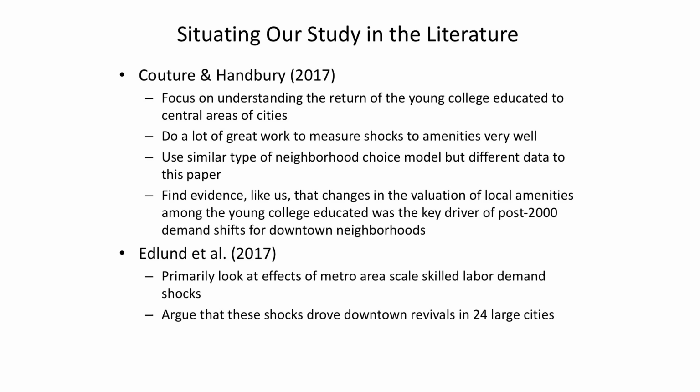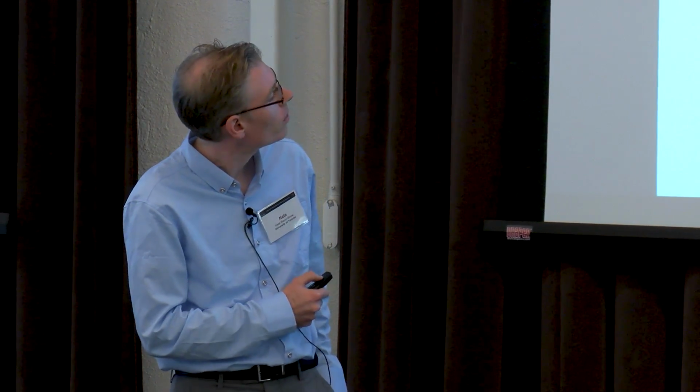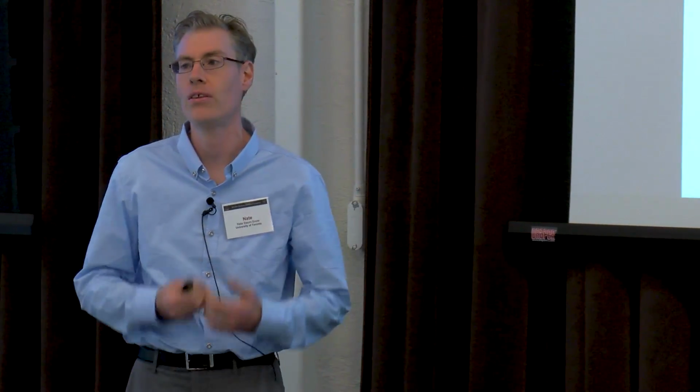Okay. So I think there are two other notable papers that are doing something similar. So I just wanted to relate what we're doing to what they're doing, because I hope we can all contribute to this understanding of neighborhood dynamics, and in particular downtown neighborhood dynamics. Couture and Hamburger's paper is a very nice paper. They really focus on the college-educated, and they do a great job at looking at the role of amenities. And they find, like we do, that shifts in demand for amenities have been really important. And I would say if you want to understand what it is about amenities and which amenities, they're the paper to look at. So we don't have as much to say about that.